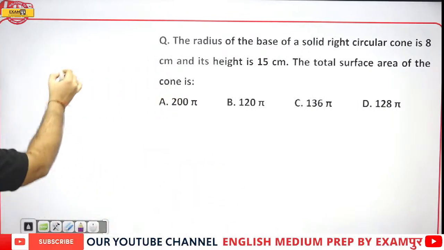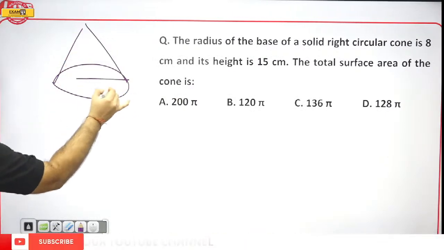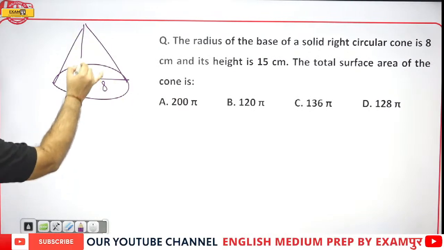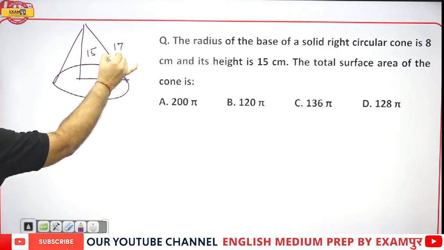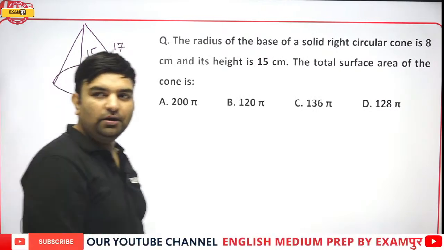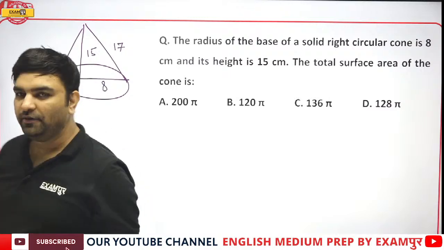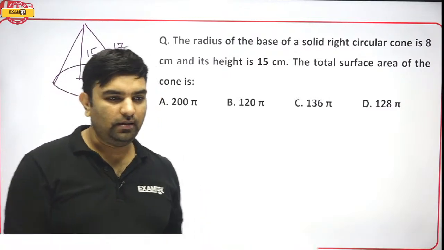Right circular cone, radius is 8. Height is 15. So slant height is going to be 17. Triplet of 8, 15, 17. 8, 15, 17 make a right angle triangle.